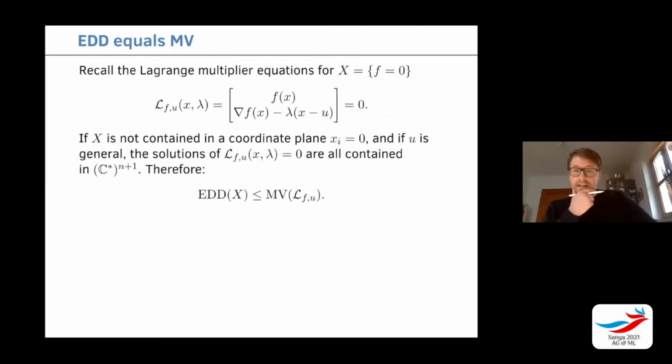And then if this hypersurface is not contained in the coordinate hyperplane, and if the point U is sort of general, then we can show that all of the solutions of this polynomial system, of these Lagrange multiplier equations, are all contained in the complex torus. And the reason for this is some dimensionality argument, so not very sophisticated. But what this shows is that the ED degree of this hypersurface, which is defined as the number of complex solutions, is bounded by the mixed volume because all the complex solutions are actually solutions in the torus. So we get this for free, essentially.